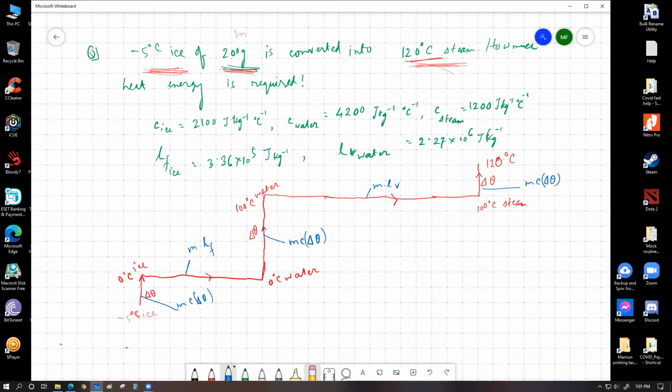You should see over here that we have 3 individual values given for 3 different states of that same material, that is H2O. And it is important that we understand the significance of these three different values.